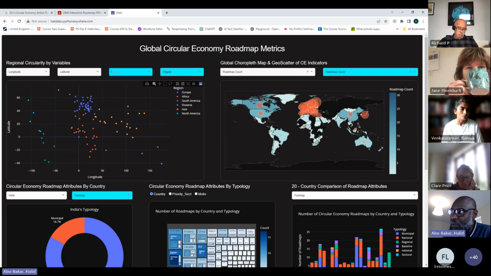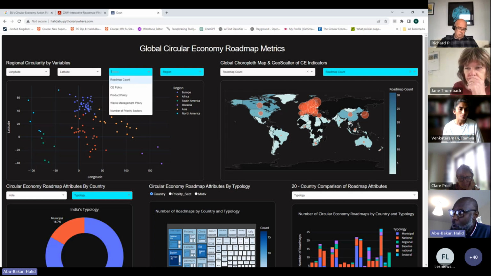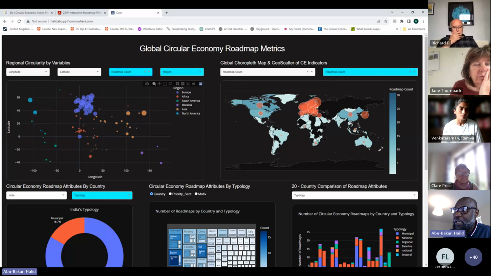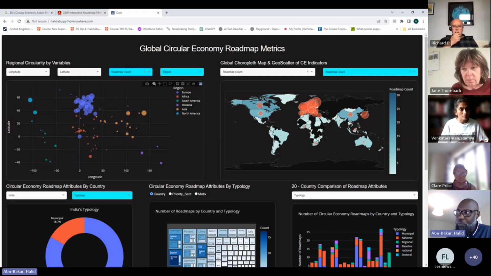Now, these are the number of roadmaps, but this doesn't show us the actual quantity of roadmaps. If we go here and select the roadmap counts, the sizes of these dots would change into bubbles, which would give us an indication of the number of roadmaps each of these countries has developed. So we can see Europe is actually leading in the number of roadmaps. These are all sorts of roadmaps at different levels, not just sectoral roadmaps, but national and municipal, as well as some baseline roadmaps. And then we see the rest of the world dotted about a bit.